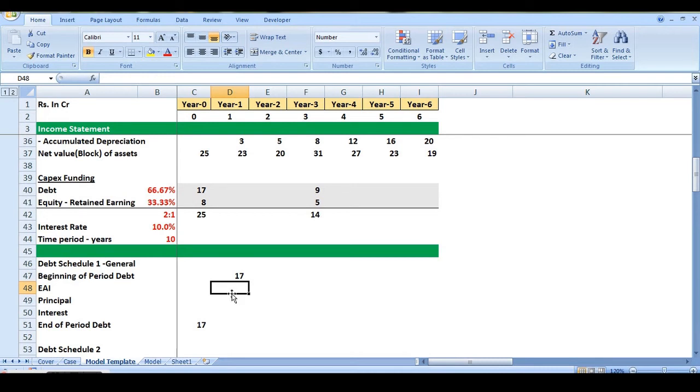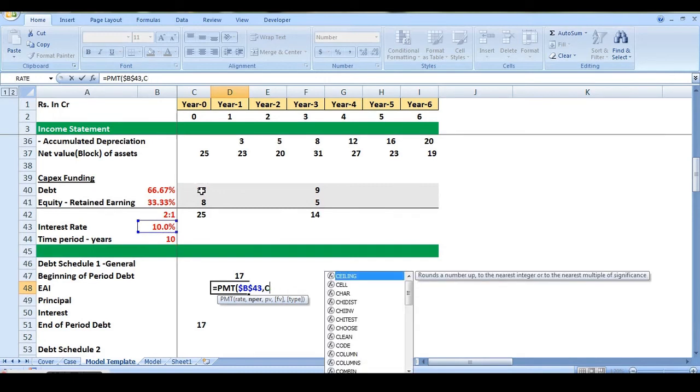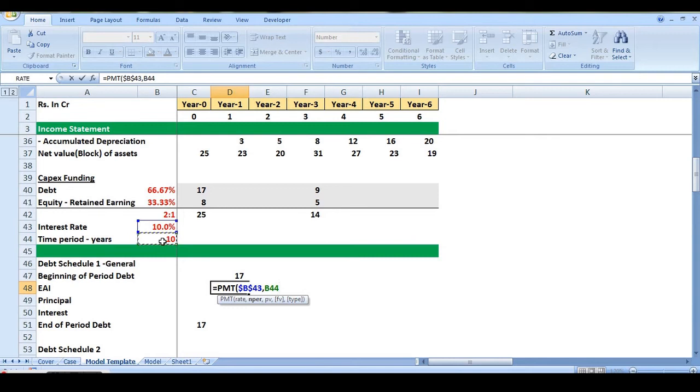Now, when we want to calculate equated annual installment, we have to use PMT function. Those who have followed my earlier videos on Excel know how to calculate it. We simply put the rate, freeze it, number of periods, freeze it, present value as 17. After NPER, give comma, present value, freeze it, comma, future value we want 0, and we assume end of year payment. And it gives us our equated annual installment.